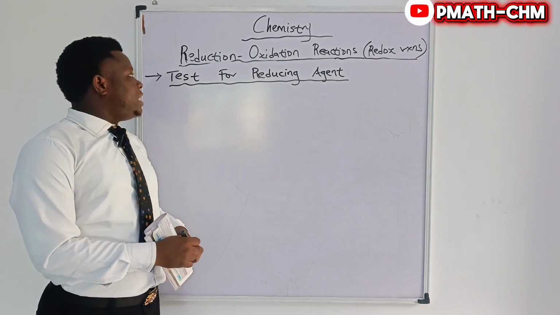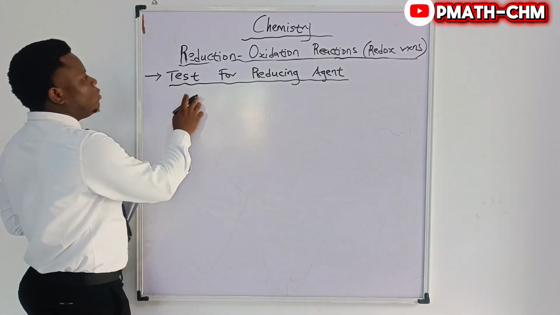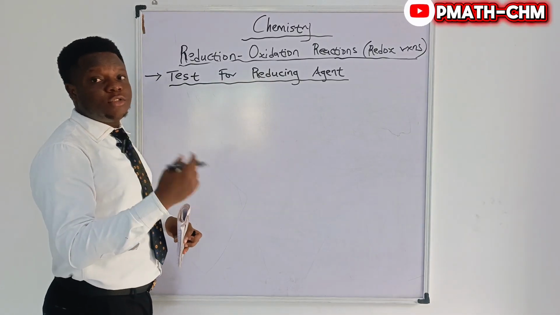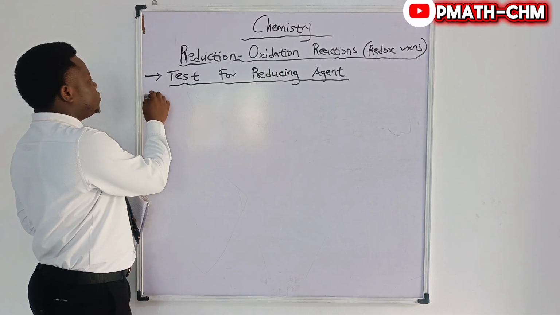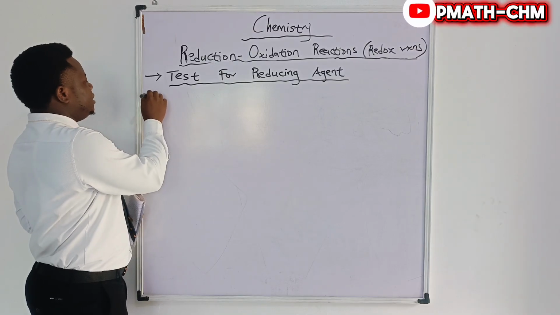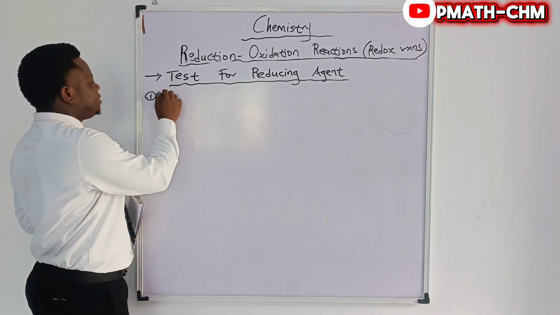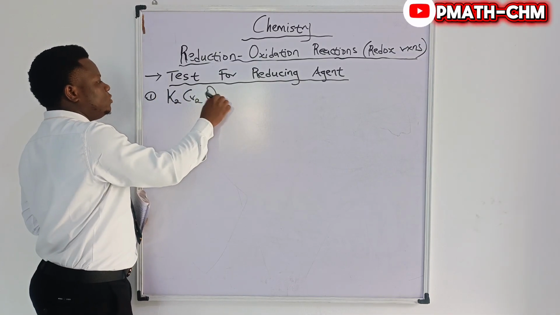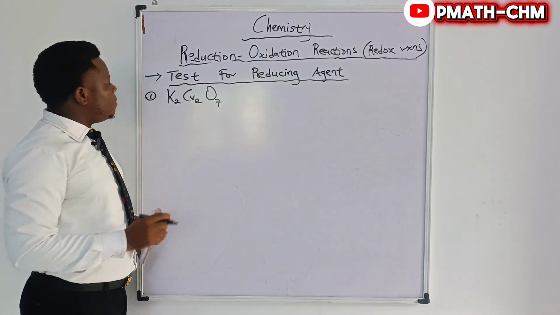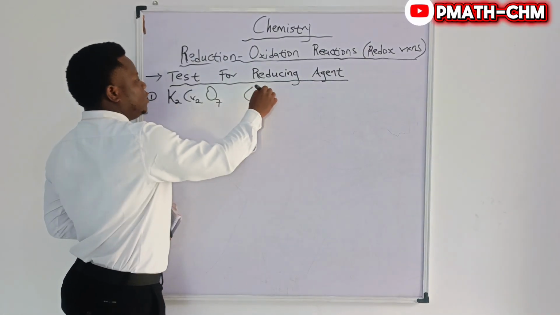All right, now let's look at the test for reducing agent. So if you want to test if a particular reagent is a reducing agent, there are 2 reagents we make use of in the lab. The first is potassium heptaoxodichromate(VI), which is K2Cr2O7. So this compound in the laboratory has an orange color.